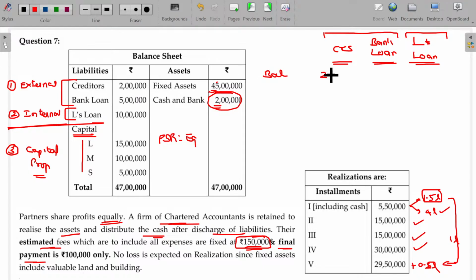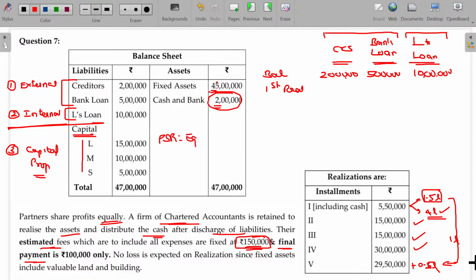2 lakhs, 5 lakhs, 10 lakhs. Is that okay? Now, first realization. How much do we have? 4 lakhs. This 4 lakhs can be used for paying creditors and bank loan. Both will rank equally. As both rank equally, the amount payable to these two being 2 plus 5, 7 lakhs, but we don't have 7 lakhs, we have only 4 lakhs.